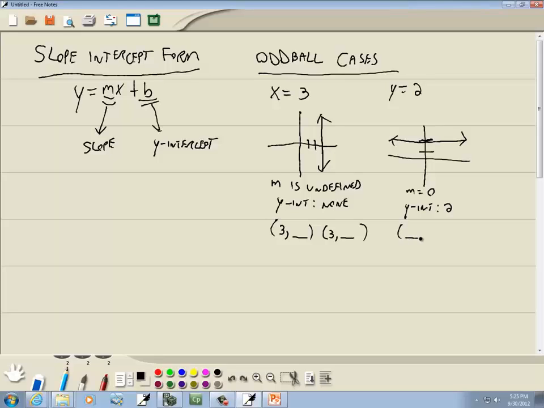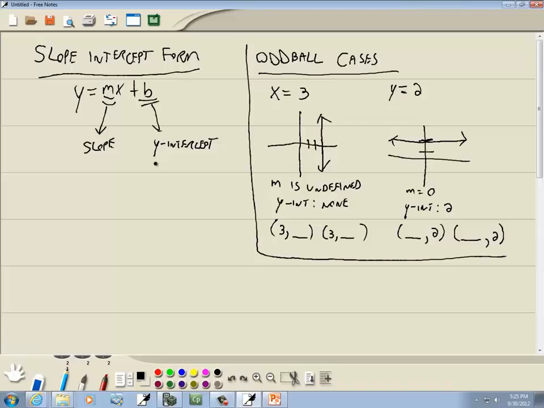This particular one, you'll have 2 points. You'll have something comma 2, and then you'll have something comma 2. Basically here, if you see the y values are the same, it's automatically y is equal to 2. You don't have to do any work at all on that. Those are oddball cases. But other than that, most of them will fit this slope-intercept form.